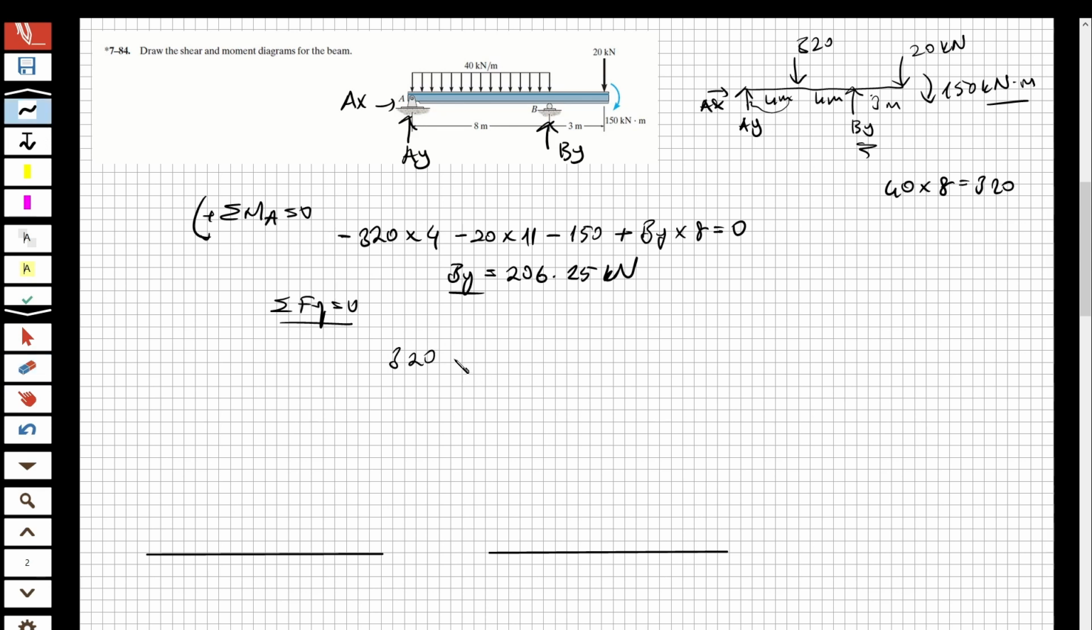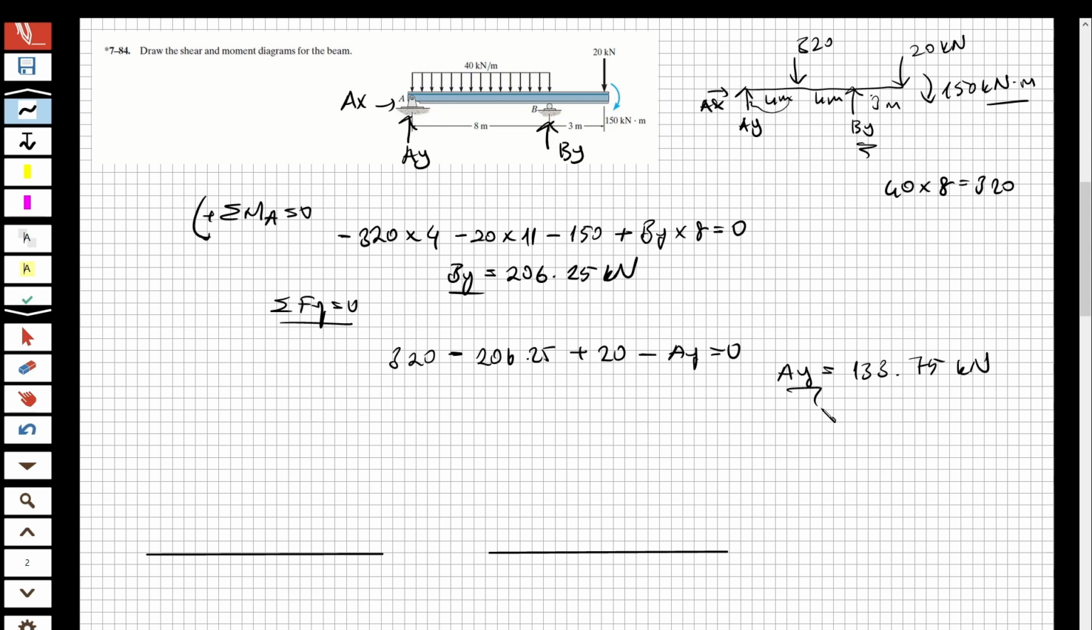320 minus BY. What is BY? 206.25 plus 20 minus AY equals 0. And AY from this equation we are going to obtain as 133.75 kilonewton. This is going to be AY.